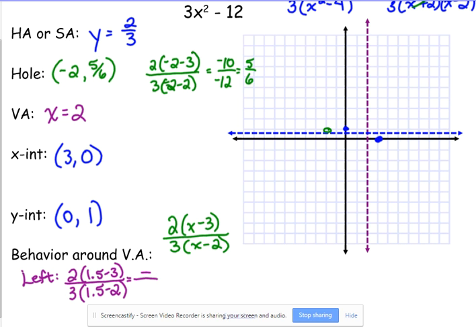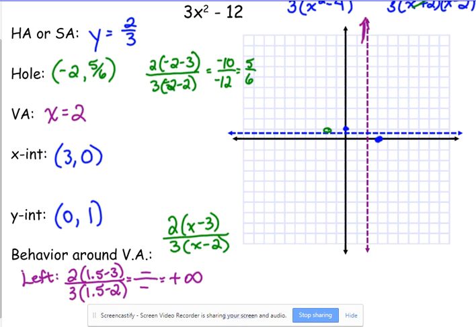Okay? How about on the bottom? It's also negative, right? 1.5 minus 2 is negative. Multiply by a positive number, it's still negative. A negative over a negative is positive. Okay? So what I have just convinced myself of is that on the left side of this vertical asymptote, my function is going to positive infinity because I got positive when I plugged in that number that was close to my vertical asymptote on the left side.